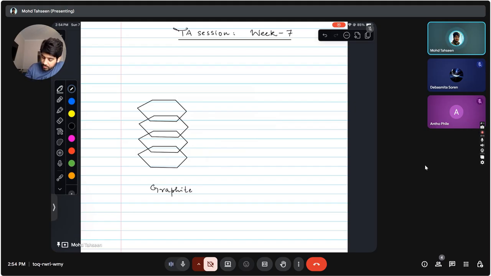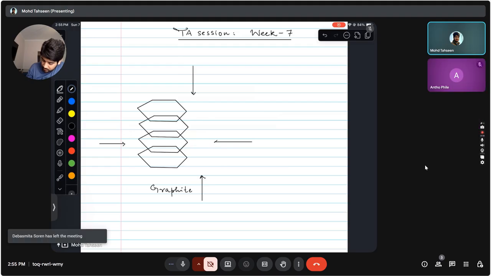right? And if you measure thermal conductivity first in this region, or even the electrical conductivity in this direction, right? And if you measure the thermal conductivity in this direction, these are quite different.